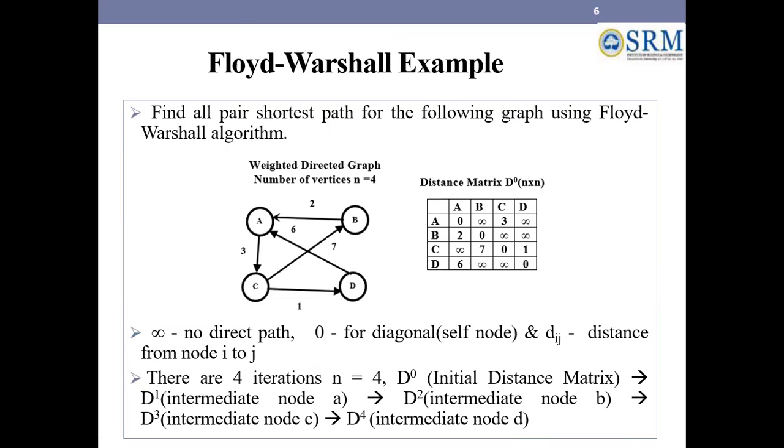From D power 0, the first step is to find D power 1. D power 1 means the intermediate node is A. D power 2, the intermediate node is B. D power 3, the intermediate node is C. D power 4, the intermediate node is D. So D power 1 is derived from D power 0, D power 2 from D power 1, D power 3 from D power 2, and D power 4 from D power 3. So this is a dynamic programming approach: the current subproblem solution leads to the next iterations. There are four nodes, four iterations.